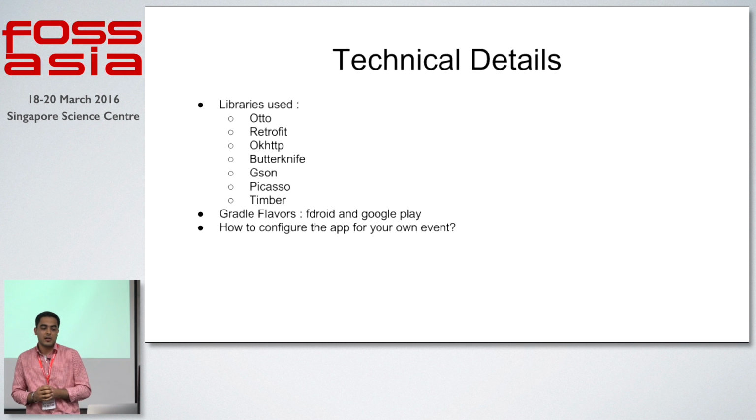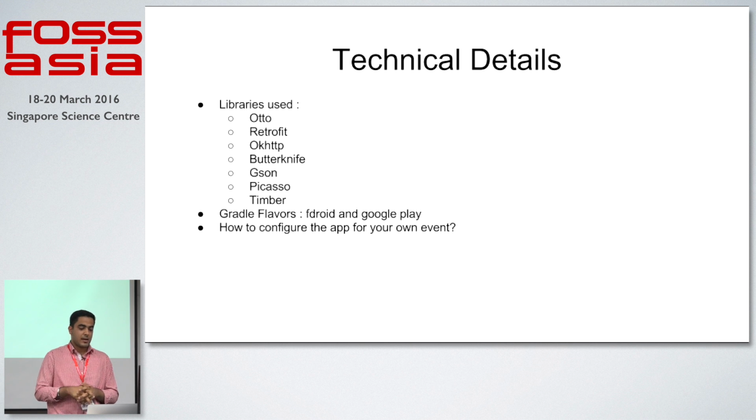So about technical details, these are some of the libraries we used. All are open source: Otto, Retrofit, OkHttp, Butterknife, JSON, Picasso, and Timber. Otto was used because it's a bus-based architecture, so you can communicate over the bus within activities and fragments. So when the data download happens, you don't have to wait for the data download, and that is where Otto comes into power.